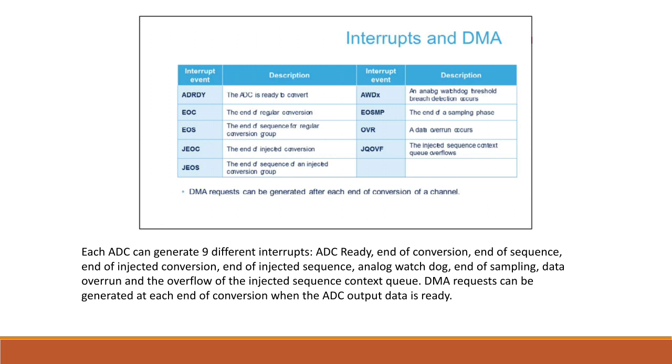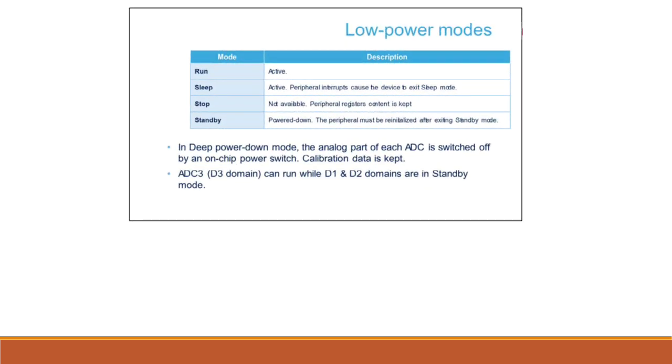Let's dig a little deeper into the low power modes, especially deep power down mode. These are all the modes. ADCs are active in run and sleep mode. In stop mode, the ADCs are not available, but the contents of their registers are kept. In standby mode, the ADCs are powered down and must be reinitialized when returning to a higher power state.